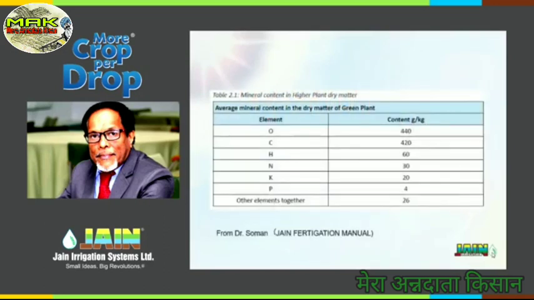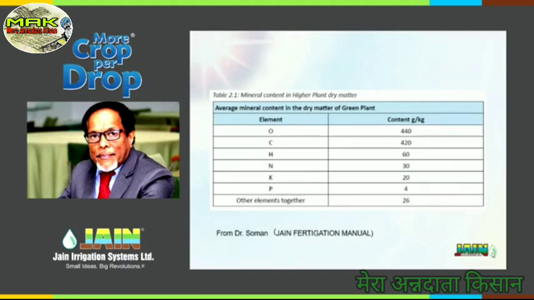Now, if you come to plant nutrition, plants require a number of elements. Of these, carbon, oxygen and hydrogen are available in plenty in nature. Carbon is very limited in the soil, I'll come to that later. The fertilizer elements which farmers usually apply and the crop requires generally are nitrogen, potassium, and phosphorus.